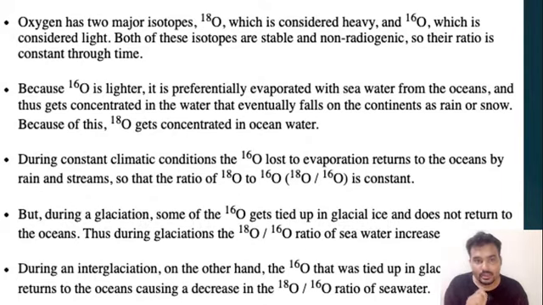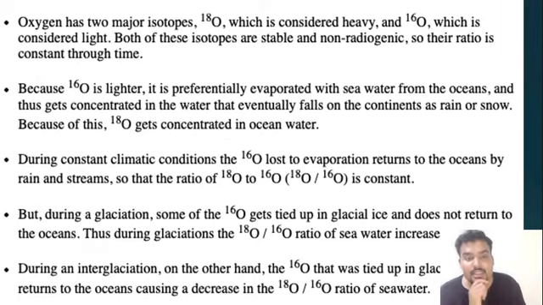Now, during constant climatic condition, just remember there is no glacial period, no interglacial. Right now we are in the period of interglaciation. It is a global warming period, so it's not a constant climatic condition. So just think of it as a constant climatic condition. At this point of time, the O16 lost to evaporation returns to the ocean by rain and stream. So the 18 to 16 ratio will be constant in normal climatic condition.